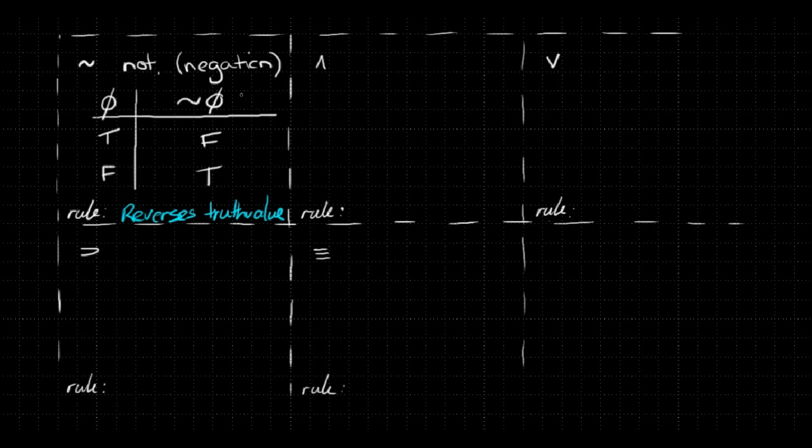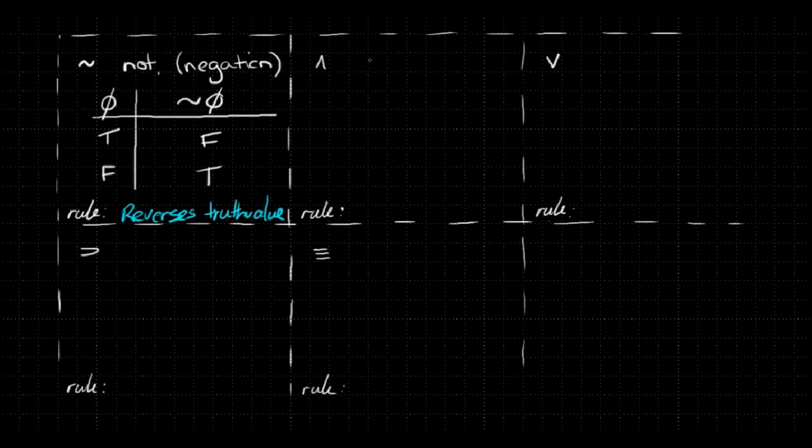Now it doesn't matter where this occurs. We don't need to have a particular setup table. We just know that if a particular formula is true and the negation is applied to it, it reverses the truth value. That's its function, so it will go to false, and if it was false then it will go to true.